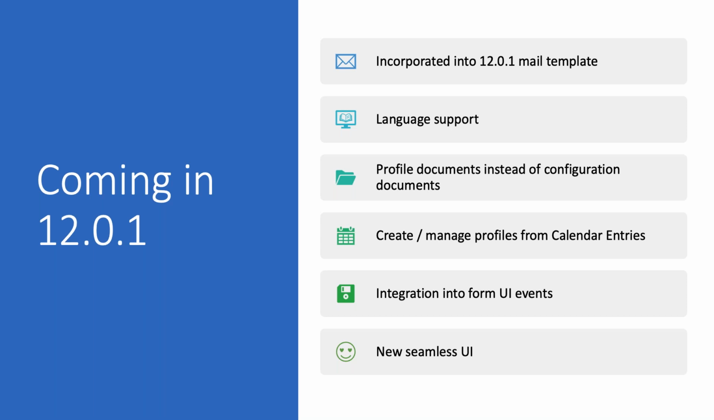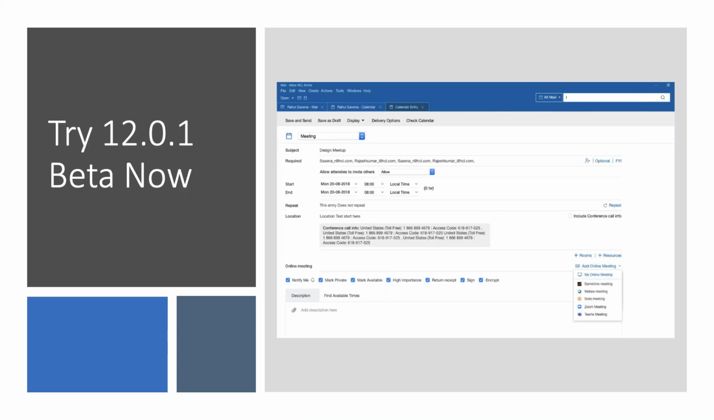And of course, it's coming in 12.01. Those of you who are running the 12.01 beta will have seen it already incorporated into the mail template. It's not just been a case of copying and pasting the code across, although very little of the code has actually been changed. But the team have also put in language support. It's using profile documents instead of those configuration documents and a view. You can manage those profiles from the calendar entry, so there's no need to go into another view. It's integrated into the form UI events, so updates automatically happen, and there's a lovely seamless UI for it as well. You want me to demo that?